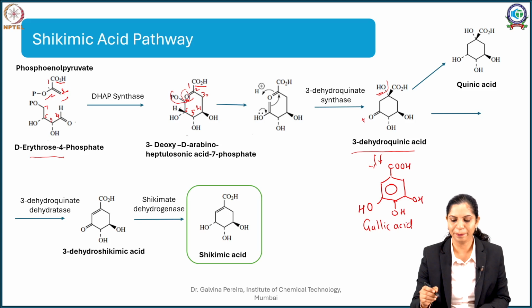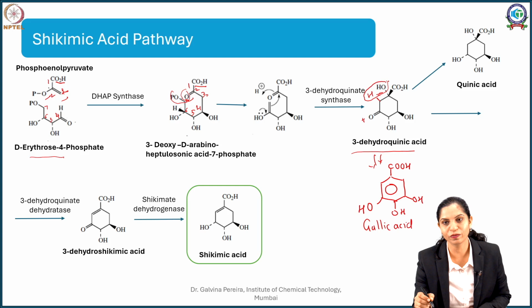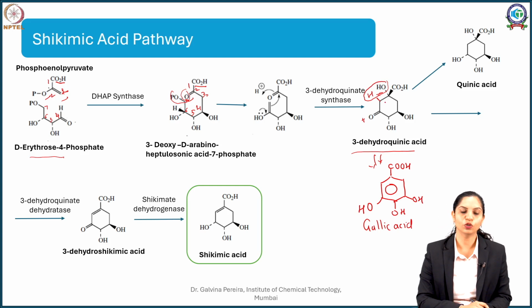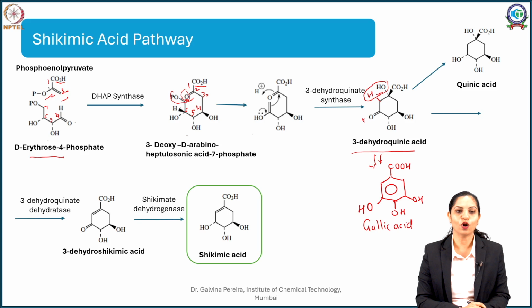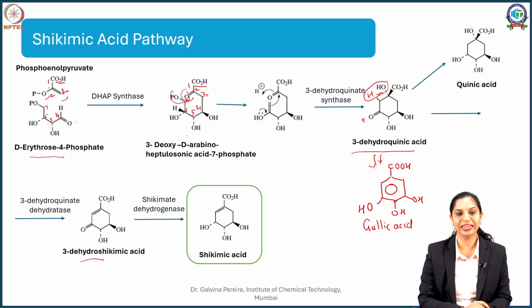In some cases what happens is this hydroxy undergoes elimination along with this hydrogen resulting in a double bond. So this happens in the presence of an enzyme called dehydroquinate dehydratase. Now when this happens you get a double bond here and the compound is your 3-dehydroshikimic acid derivative. Now this 3-dehydroshikimic acid derivative is then reduced with the help of the enzyme called shikimate dehydrogenase and you get your main compound from which the biosynthesis is labeled. The compound is your shikimic acid.